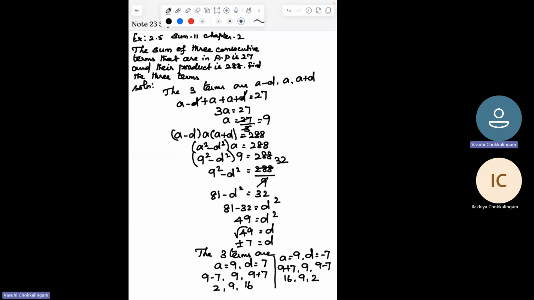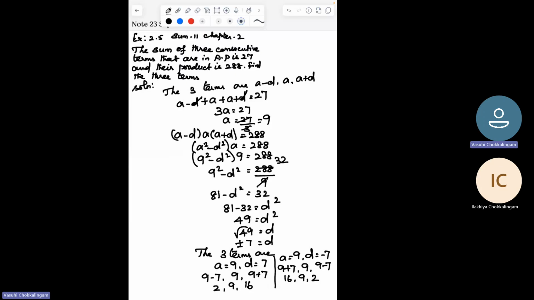the common difference. நம்மளுக்கு sumல என்ன கொடுத்திருக்காங்கன்னா the sum of three terms is 27. அப்ப A minus D plus A plus A plus D is equal to 27. So plus D minus D cancel பண்ணோம்னா what we will get is A plus A plus A is nothing but 3A is equal to 27. A is equal to 27 by 3. Cancel பண்ணோம்னா the answer is 9. So the first condition is over.